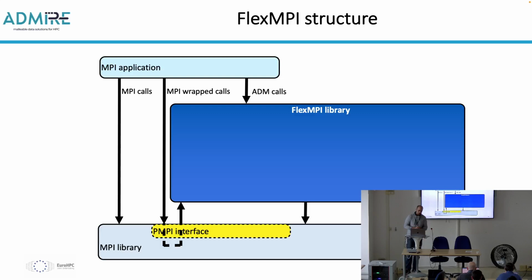So generally, FlexMPI applications involve three types of function calls. MPI calls are those calls that we don't need to manage or to capture. We use them as they are. MPI wrap calls by means of the PMPI interface. We need to capture, for example, MPI init and MPI finalize in order to set up our framework, and specific ADM calls that perform the malleability, registration, data acquisition, etc.